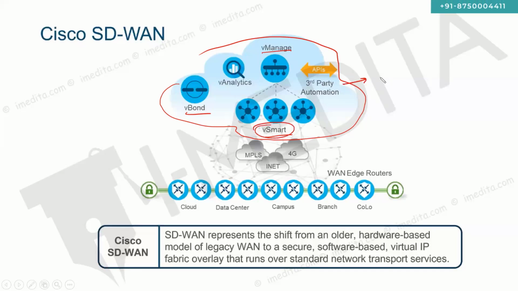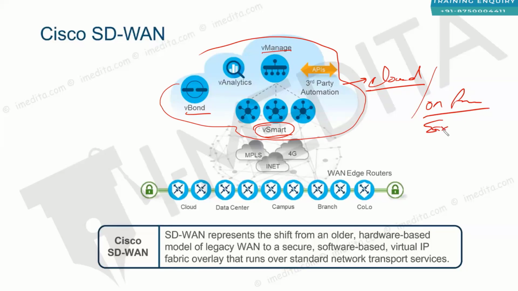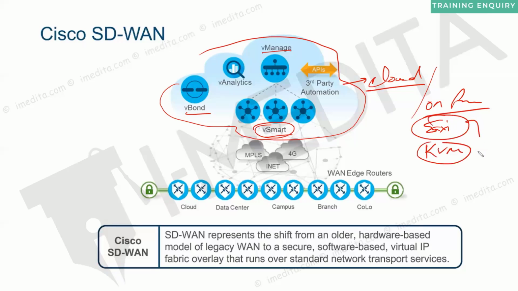So all you can do is deploy them in a public cloud like Azure or AWS, or if you have on-prem virtualization like ESXi, or maybe KVM as a hypervisor. So on top of ESXi or KVM, you can also deploy the vManage and vSmart.